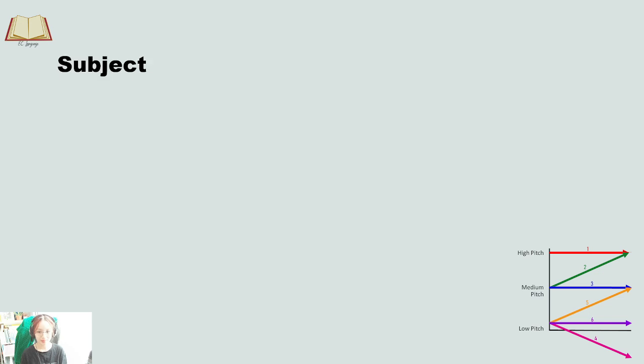A subject is the noun that executes the action of the verb. It can refer to something like a person or people, an object or a place, or it can be something more abstract like happiness or love. Now every sentence must have a subject to be a sentence. Here are some example sentences.